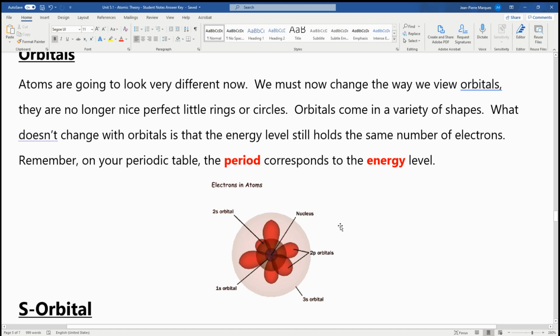The things I want you to focus on are, first of all, in the center is still the nucleus. This has not changed. You'll notice these weird shapes coming from the nucleus. What are those? Those are different orbitals, and orbitals have different shapes. Some are shaped like simple spheres. Some are shaped like long balloons. Some have multiple balloon shapes. Some are like rings. So they come in all sorts of weird shapes.